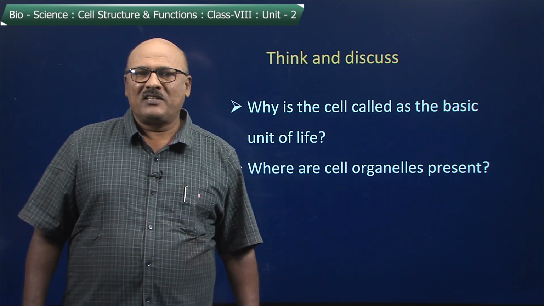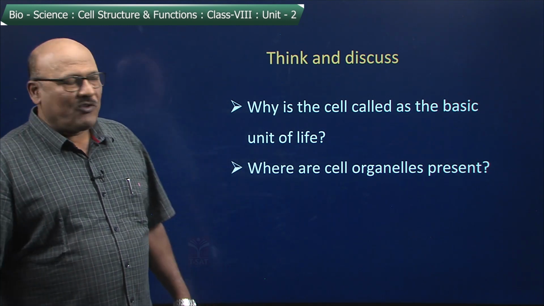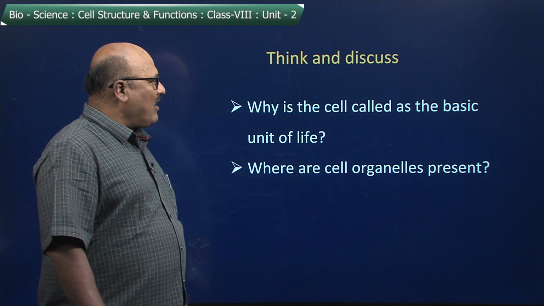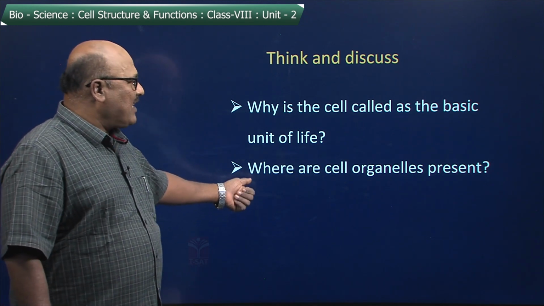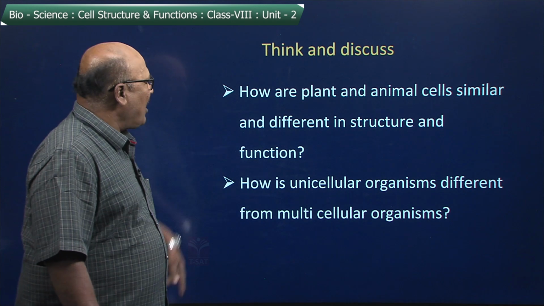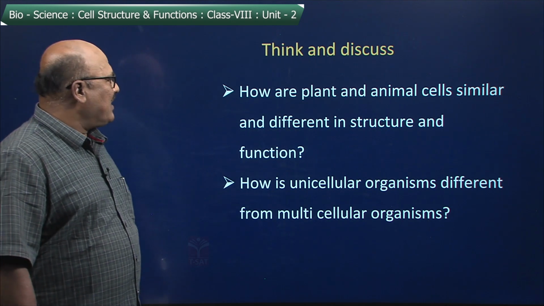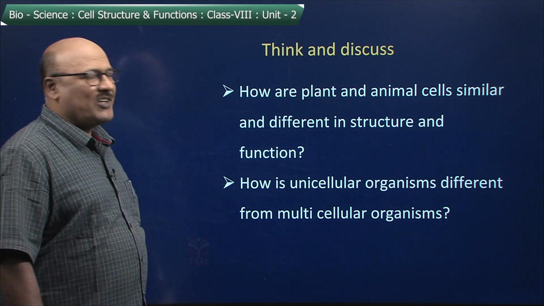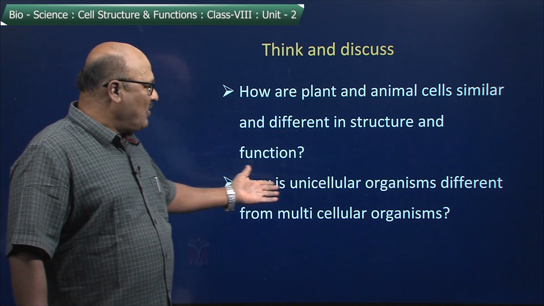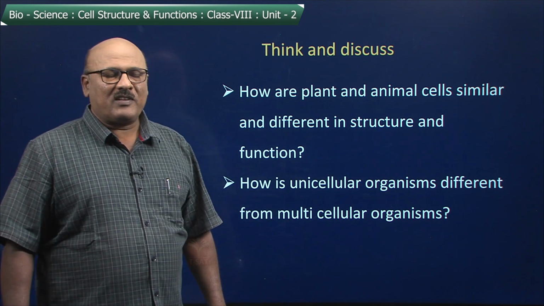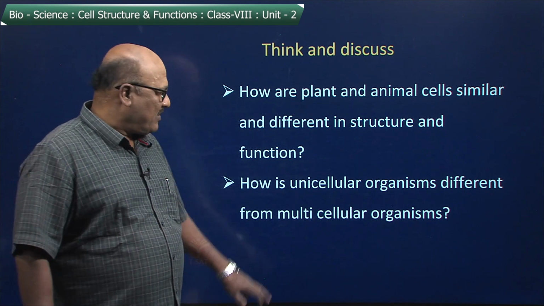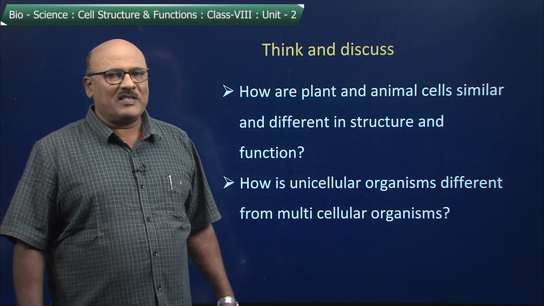So, these are the questions. After completion of this topic, try to give the answers. The first question is, why is the cell called the basic unit of life? Second one is, where are cell organelles present? Next, how are plant and animal cells similar and different in structure and function? Next, how is a unicellular organism different from a multicellular organism? Try to give the answers to these questions. I think today you learned this lesson very well.